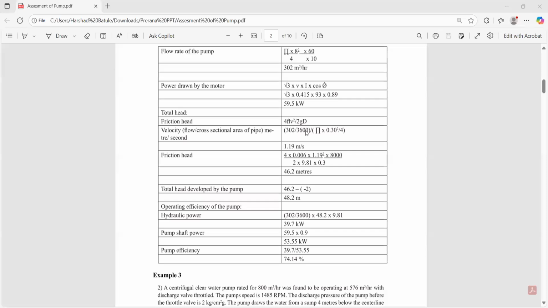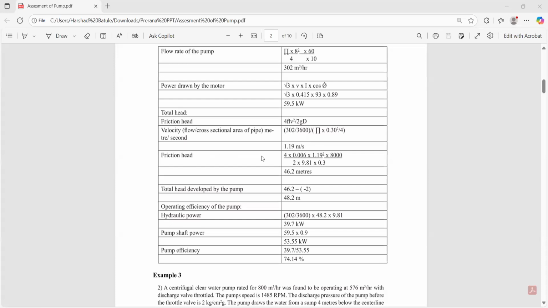The area: they have given the discharge pipe diameter as 300 mm. So area would be pi by 4 d square, pi by 4 into 0.30 square. To calculate that, we got the velocity as 1.19 meter per second from that data.